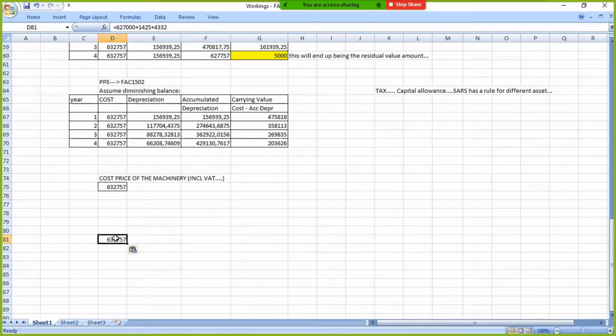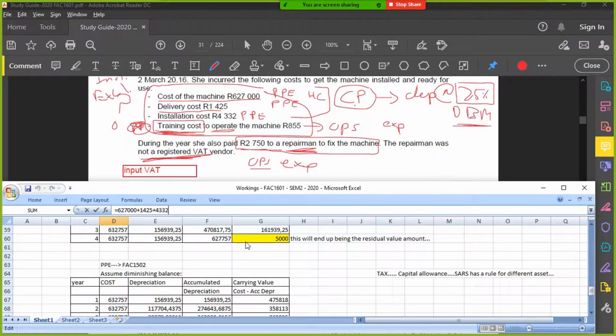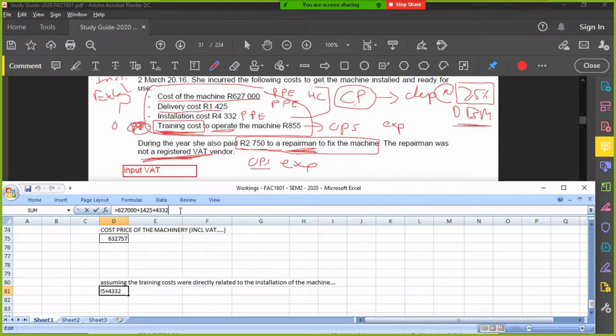Let's put another one, and let's put a note here. Assuming the training costs were directly related to the installation of the machine. Okay, then you would include it. So let's add that amount. What is the amount? It was 855. Okay, so we'll do 2 workings.